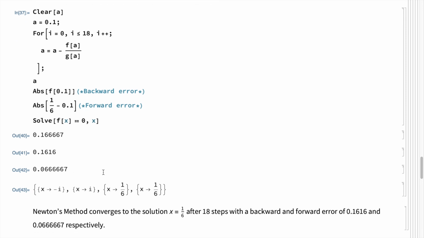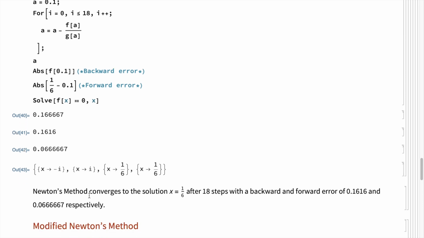When we do this, we get a result of 0.166667 for Newton's method, a result of 0.1616 for the backward error, a result of 0.06 repeating for the forward error, and an absolute answer of x equals 1/6 for the root using the onboard solve methods within Mathematica.